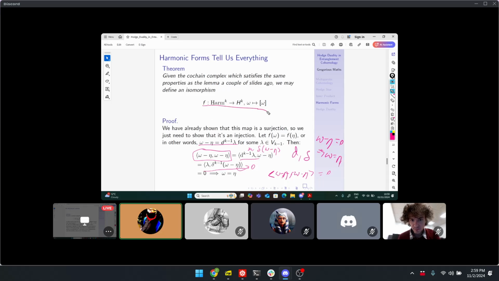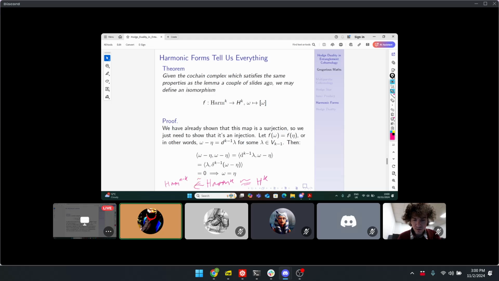And so we have a bijection, and it's also linear and stuff. So it's an isomorphism. That is very good indeed. What we have now is we've defined harmonic forms, and we've shown that this is isomorphic to the kth cohomology group. So that's very good. Now the last step is we need to show that this is also isomorphic to n minus k harmonic forms.